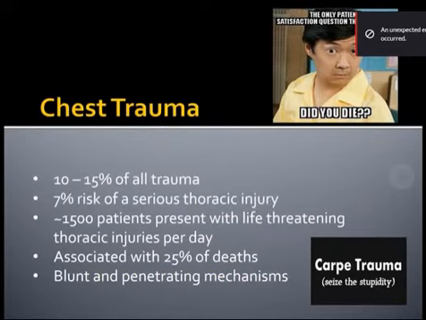So chest trauma accounts for about 10 to 15% of all trauma, with a 7% risk of serious thoracic injury. Again, these numbers are from several years ago, and they're probably even higher now. So about 1,500 patients present every day with life-threatening thoracic injuries. That's not the people that we're seeing for 1 or 2 rib fractures or for a clavicle fracture or any of that. So approximately 1,500 people a day across the country have a life-threatening injury. These are associated with about 25% of deaths. And like I said, there are both blunt and penetrating mechanisms for pretty much everything, not just chest trauma.